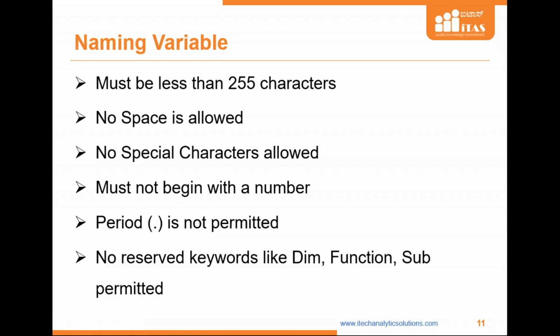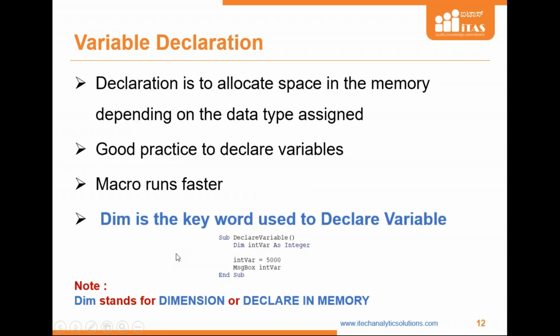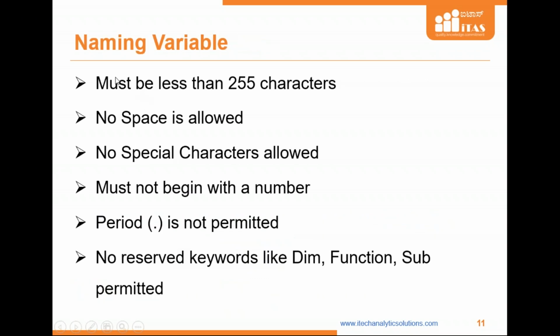Okay. Now, naming this variable, I have to give the address name, and there is a rule for that. Like what I have for the program name, similarly I have naming principles for variables as well. It should not exceed 255 characters. No space allowed. No special characters allowed. Must not begin with a number. No period, that is no dot. No reserved words like Dim or Function or Sub are permitted. Right, so these are some of the rules.